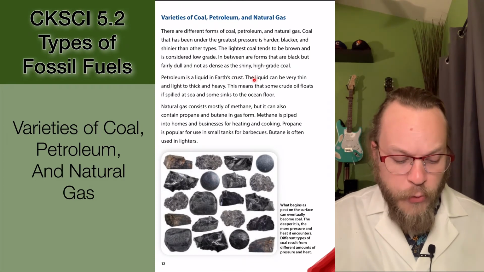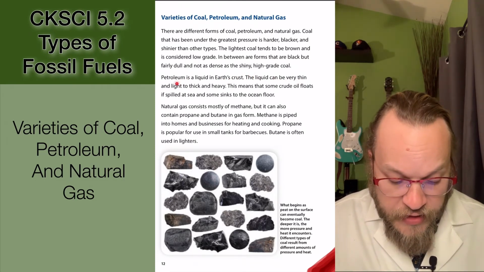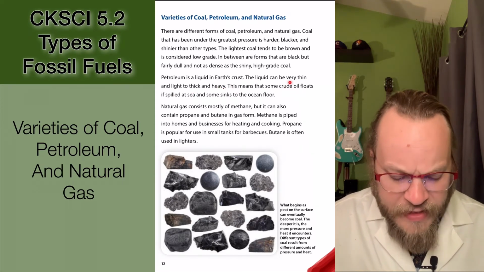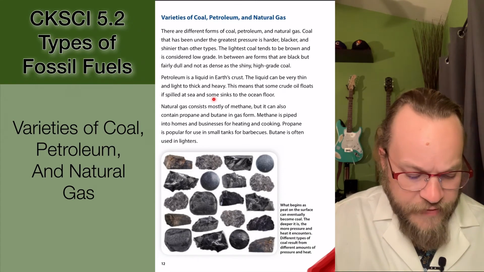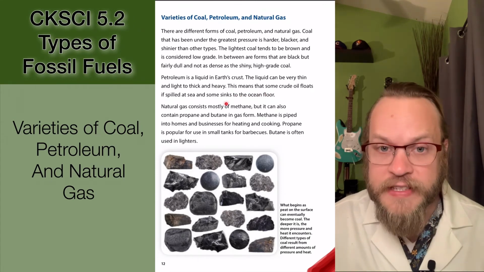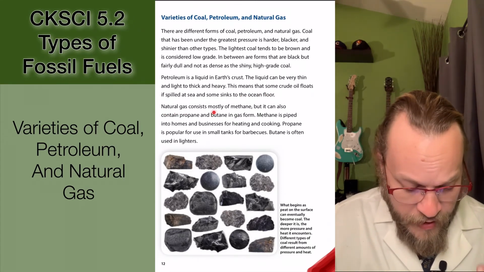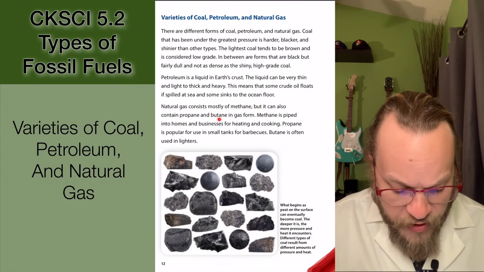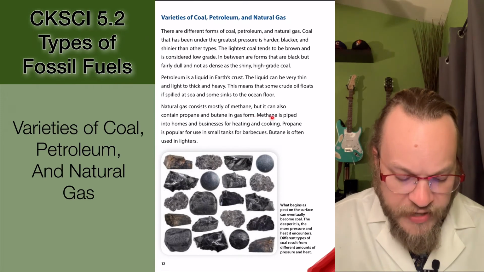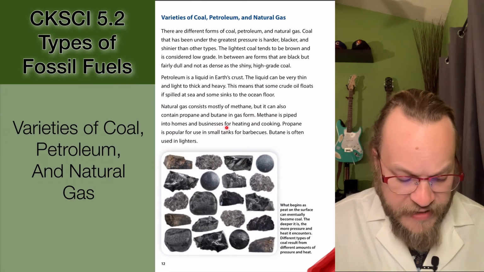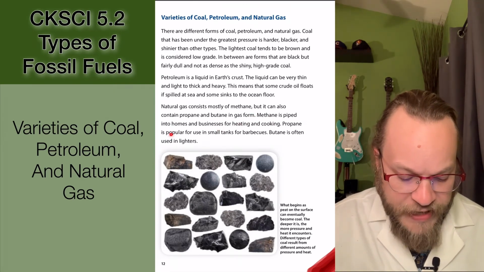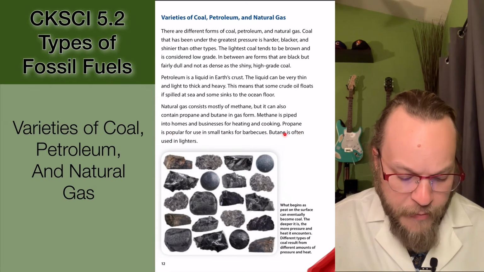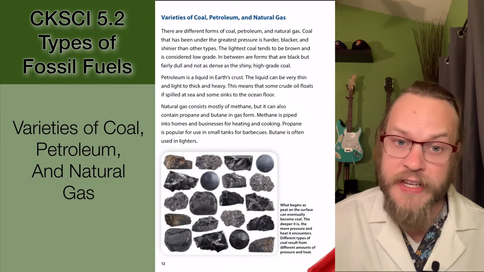Petroleum is a liquid in Earth's crust. The liquid can be very thin and light to thick and heavy. This means that some crude oil floats if spilled at sea, and some sinks to the ocean floor. Natural gas consists mostly of methane, but it can also contain propane and butane in gas form. Methane is piped into homes and businesses for heating and cooking. Propane is popular for use in small tanks for barbecues, and butane is often used in lighters.